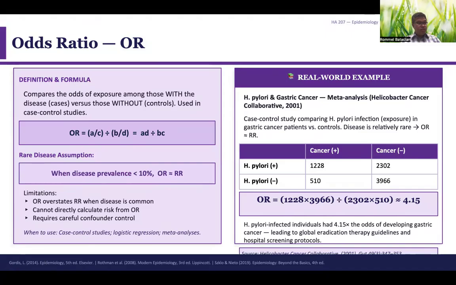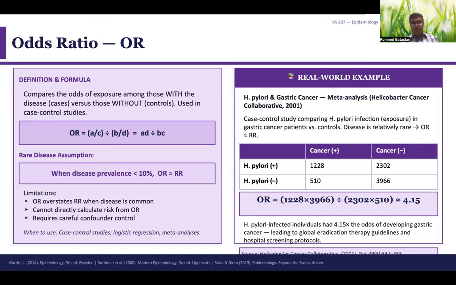However, we should take note here, there's an important principle called the rare disease assumption. So if the disease is rare in the population, for example, if it is less than 10%, the odds ratio is numerically very close to the relative risk or the risk ratio. So in those situations, we often say the OR approximates the RR. This is why you will see OR used and interpreted as if it were a relative risk in many cancer studies, when the disease is rare enough that this assumption holds.